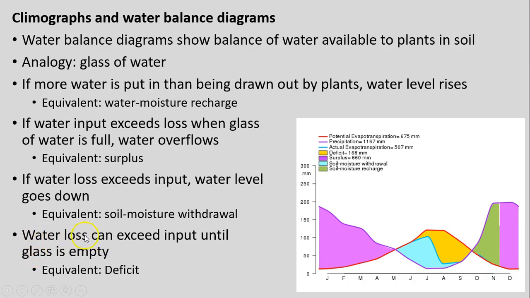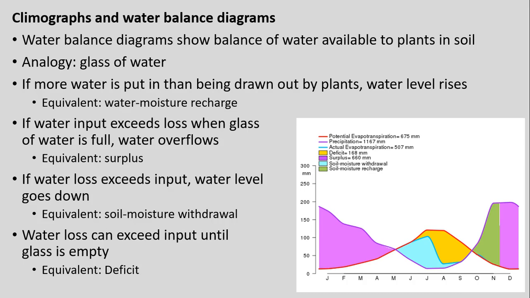And because our water loss essentially exceeds the input until the glass runs empty, once we get to that empty stage, we can think of that as the equivalent of some amount of deficit. So we see some amount of deficit that we usually get in later summer months in Eugene, where we haven't had rain for quite some time. The plants have taken pretty much all the moisture they can get out of the soil, and the soil is pretty dry.